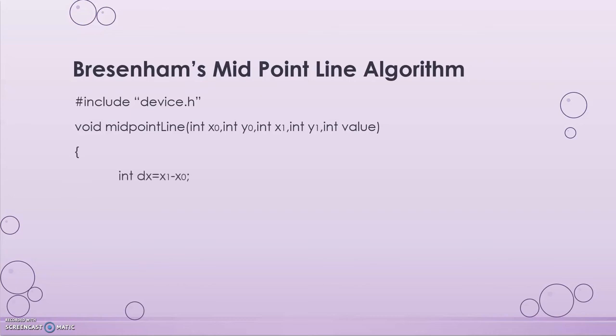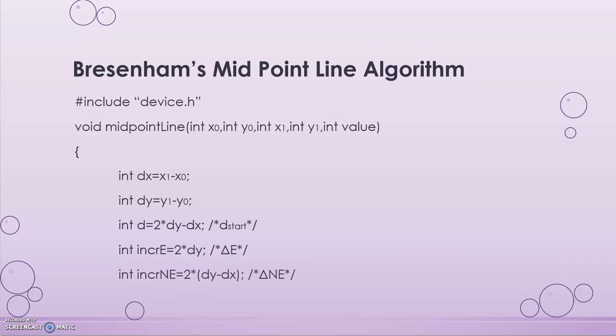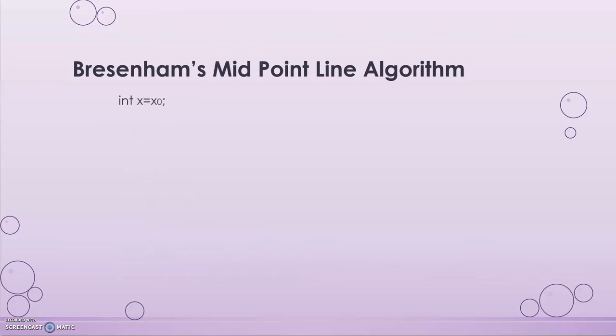Now we are calculating delta x, delta y and d start, which is 2 into dy minus dx. Then delta E as increment E, that is 2 into dy, and delta NE as increment NE, that is 2 into dy minus dx. Then we are assigning x0 to x, y0 to y, and we are defining a right pixel, that is the start pixel. We are writing it to the value, that is x comma y.